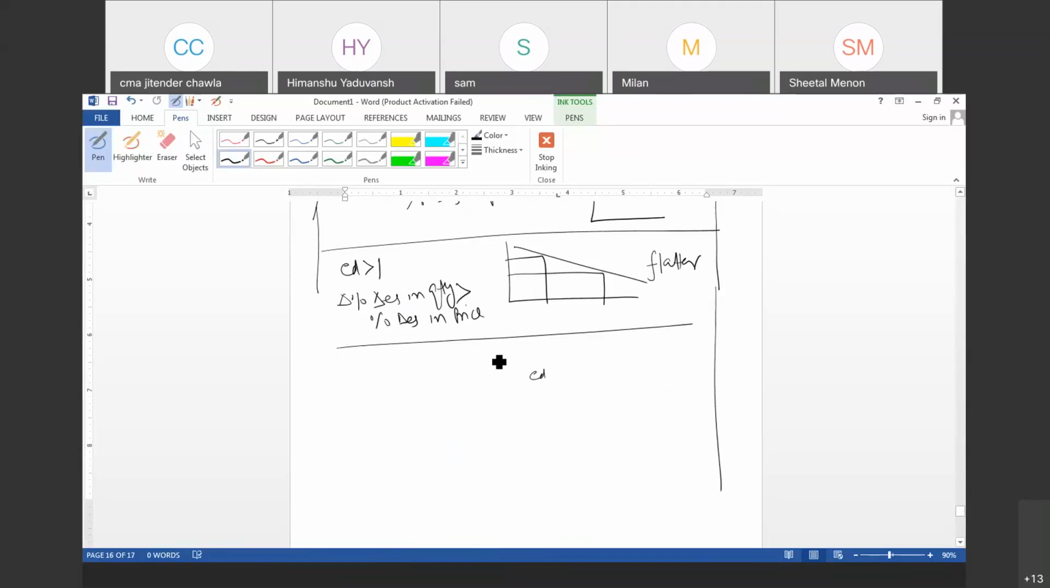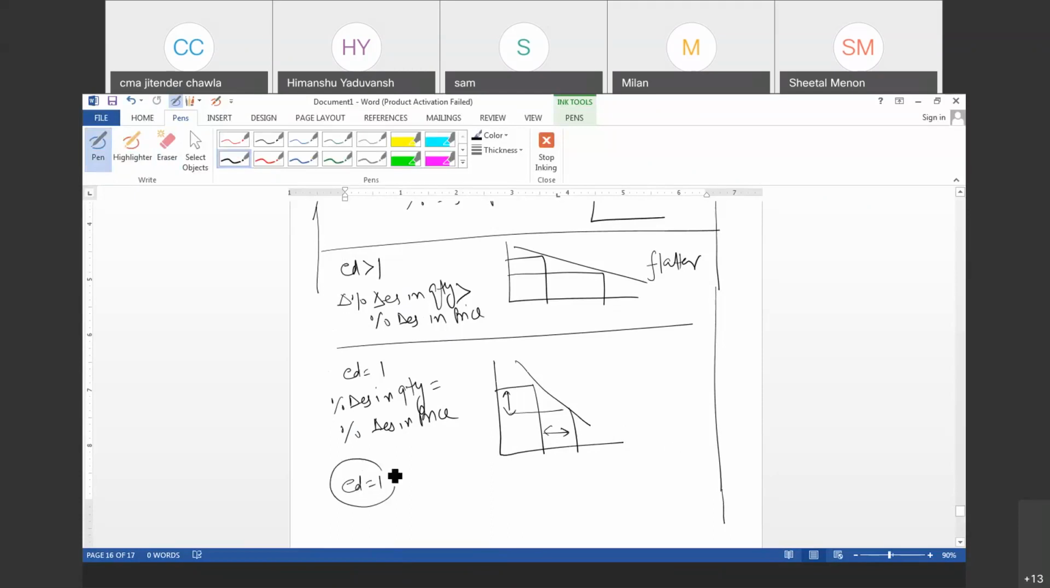Next one, ED is equal to 1. That means the percentage change in quantity exactly matches the percentage change in price. Here the curve looks like this. Both of these are equal, right? When ED is equal to 1, you must notice the curve is a rectangular hyperbola.